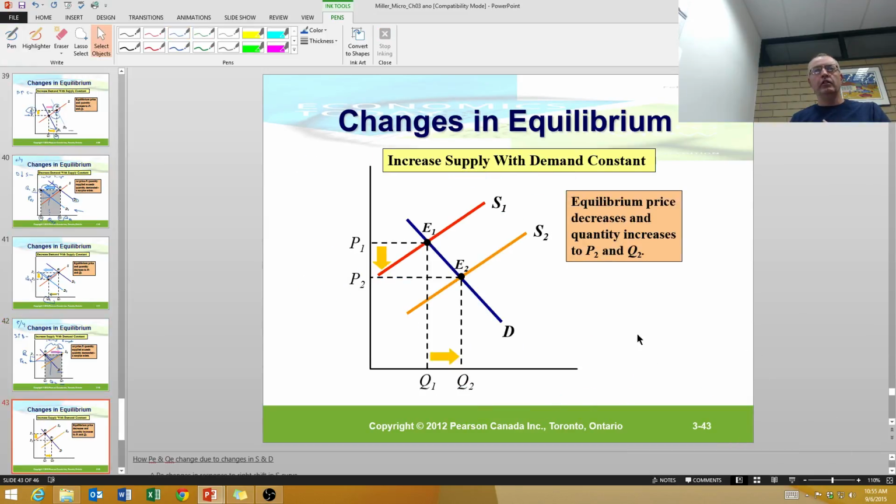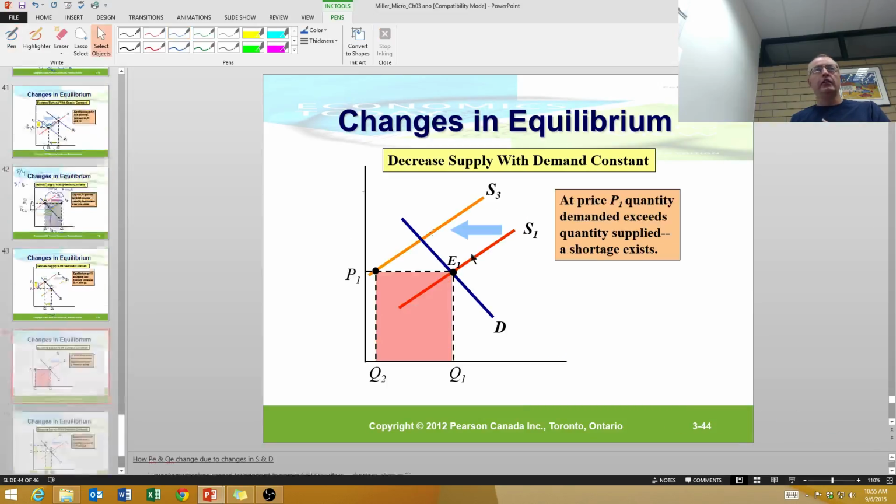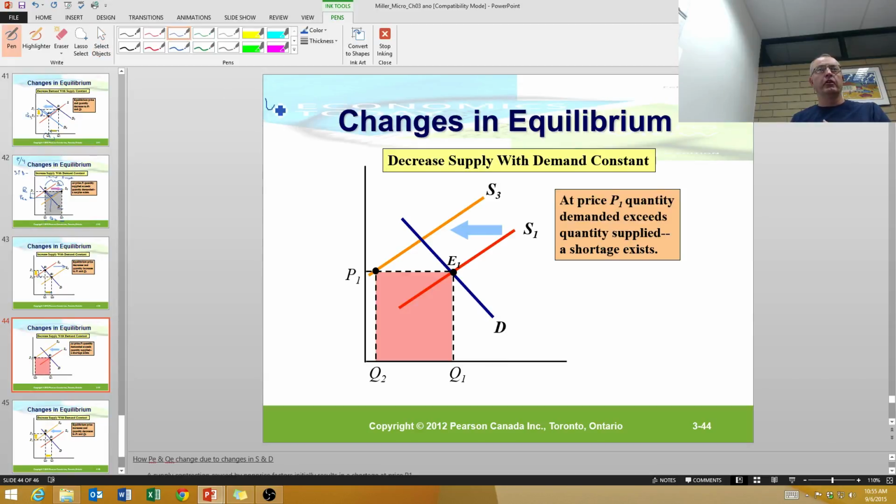So that's exactly what happens. As the supply curve shifts out, price is going to drop, and the equilibrium quantity is going to increase. And then finally, our final scenario is the fourth one here.